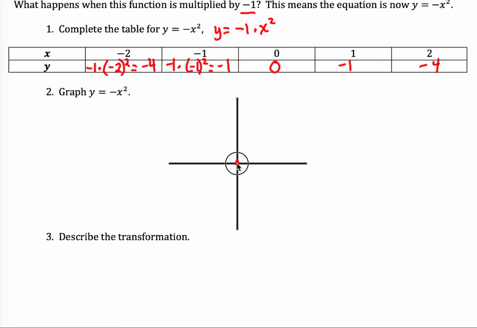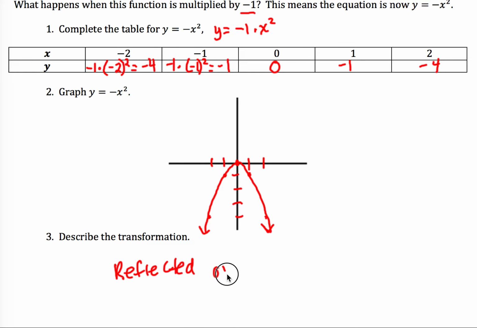So now we have, let's go ahead and sketch it in here. As we mentioned before, we have a parabola. This is our parent function that has just been reflected over our x-axis.